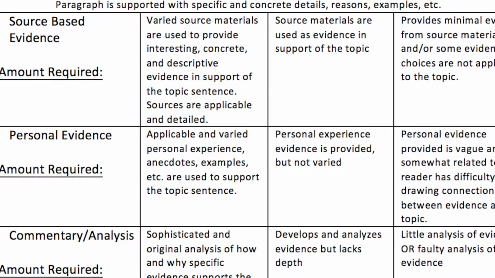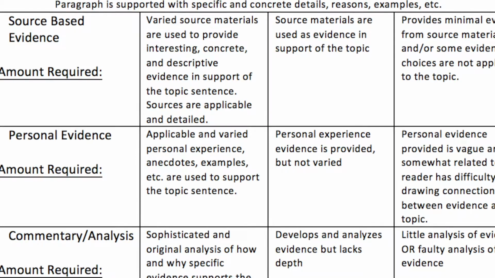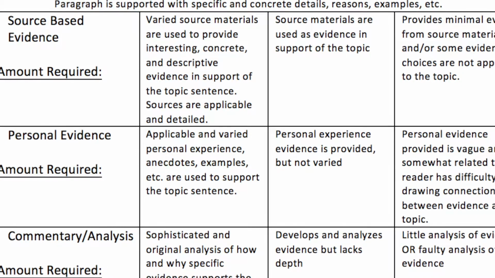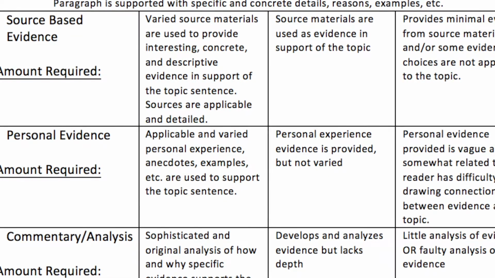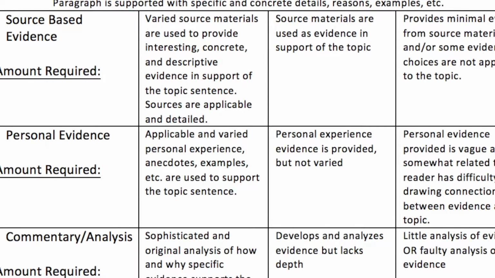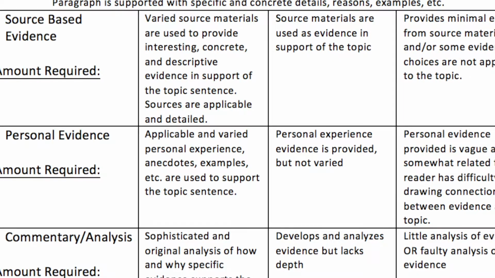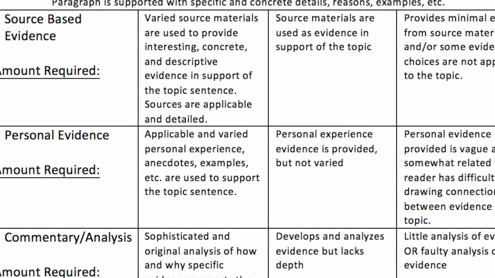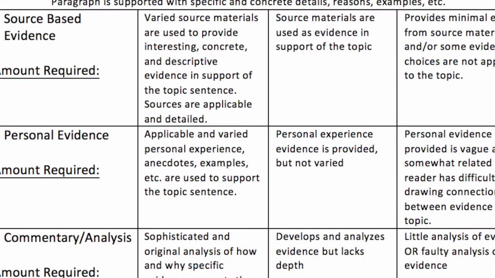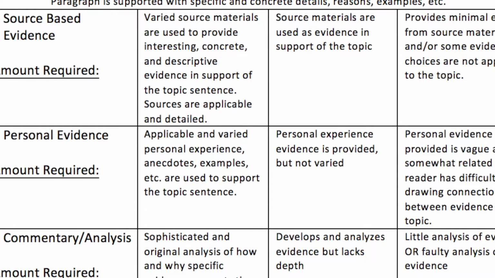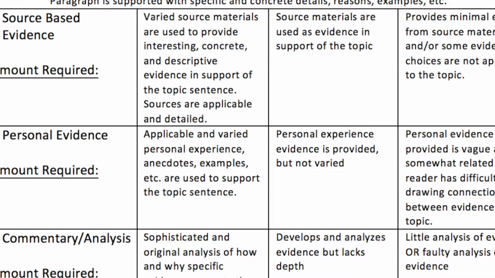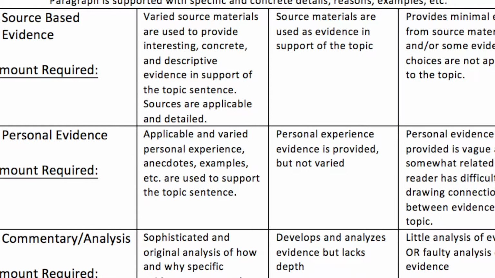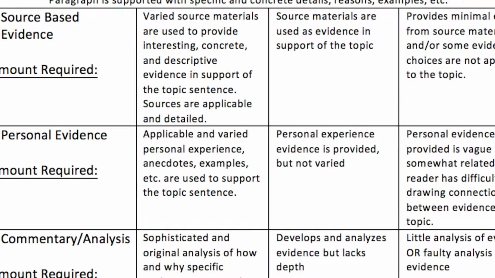In order to get a 3, you want it to be sophisticated and original. What that means is you don't just want to say something that's very obvious. You want to go deeper with how that evidence relates to the main idea that you're talking about. You want to draw connections maybe between multiple pieces of evidence and what you're talking about in that paragraph. A 2 for commentary and analysis says that it develops and analyzes the evidence but lacks depth.